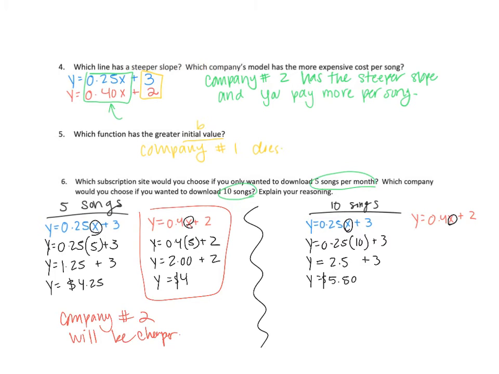For company 2, when we do this, we get that 0.4 times 10 is $4 plus 2. It's going to be $6. So at 10 songs, which company is the better deal? Company 1.